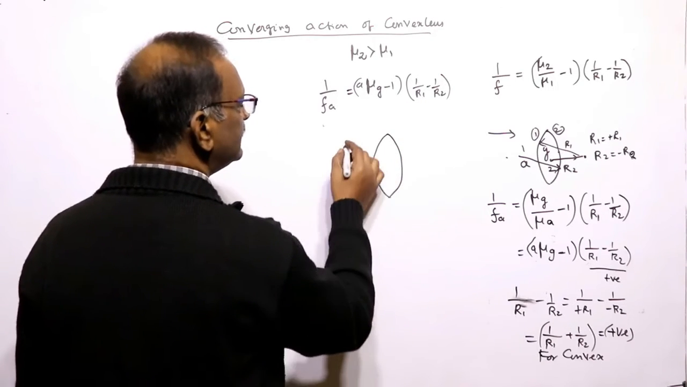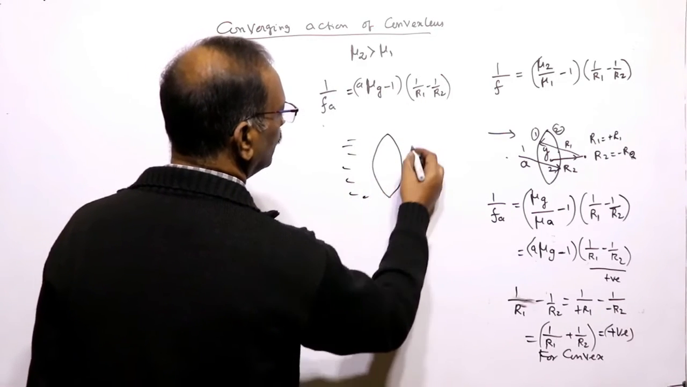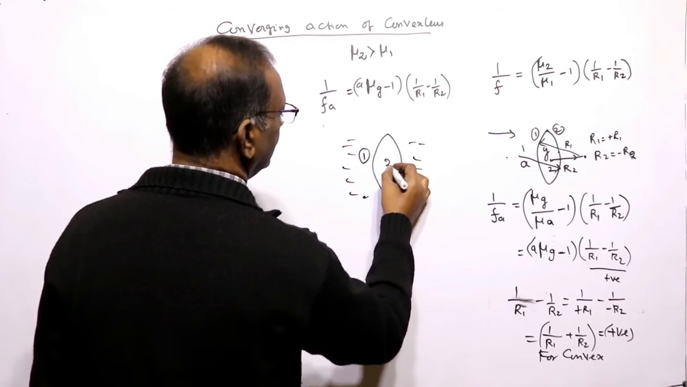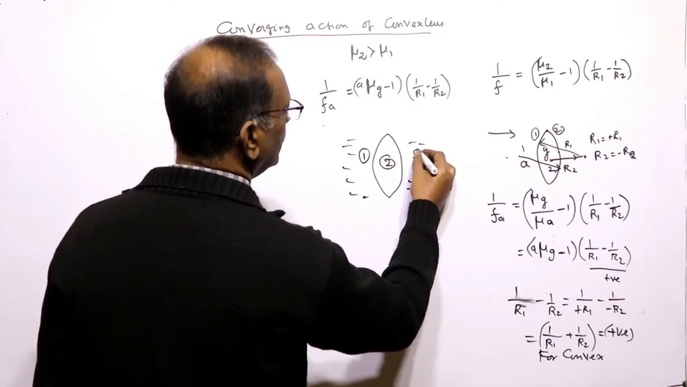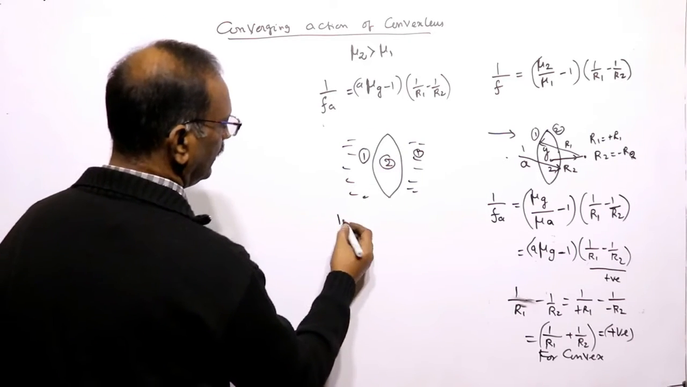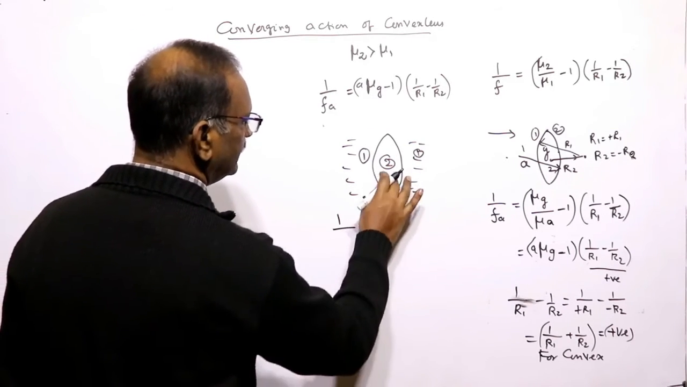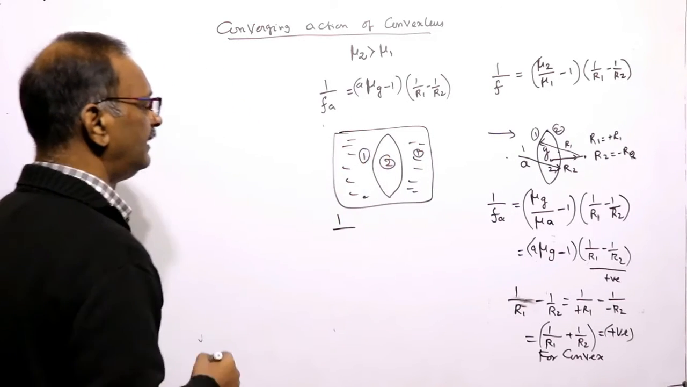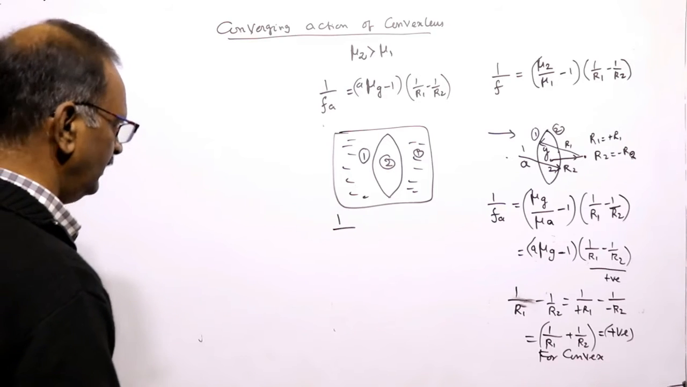Now the same glass is kept, R1 and R2 remain the same, only it is kept in, say, water, a liquid. So this is medium 1, this is medium 2, the surrounding medium, when the surrounding medium is a liquid. So what will be the focal length of this lens when kept in a liquid?